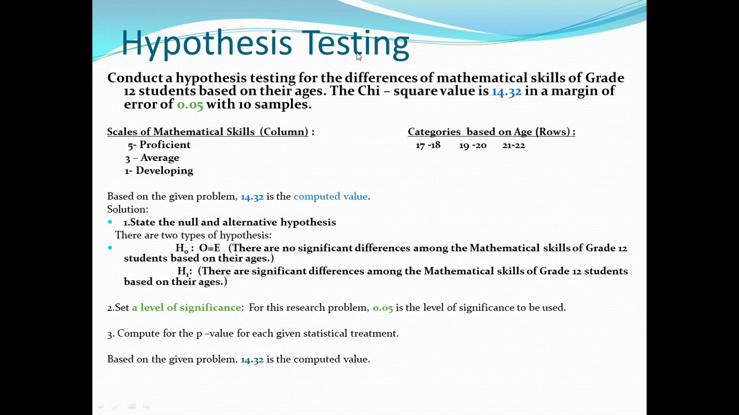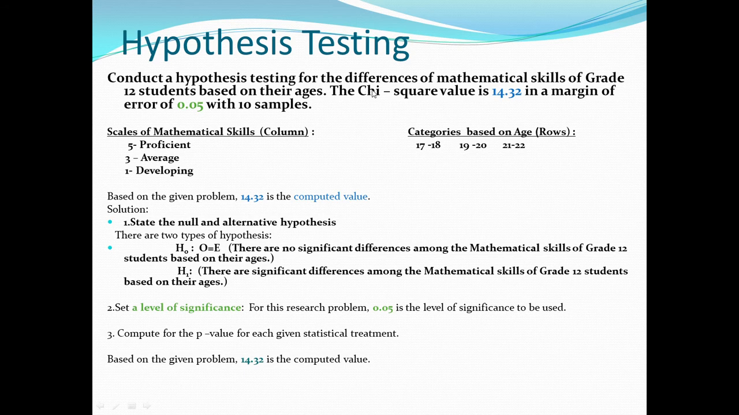the chi-square naman. Sa chi-square, kung paano mag-compute ng chi-square, same lang din naman. Okay? Let's read the problem. Conduct hypothesis testing for differences of mathematical skills of grade 12 students based on their ages. The chi-square value is 14.32 in a margin of error of 0.05 with 10 samples. Okay, so let's observe muna tong problem.